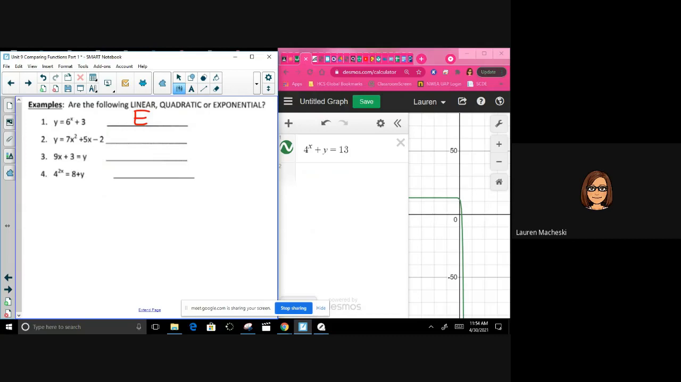What about that next one? If you have an X squared, is that going to be linear, quadratic, or exponential? Quadratic, good. Look at that third one. That just has an X. It doesn't have an X squared, so it can't be quadratic. It doesn't have an X as an exponent, so it can't be exponential. So therefore, it's got to be linear. If you doubted yourself, put it in your calculator to see what it makes. This last one, the exponent is a 2x. If you have an X as your exponent, that automatically is exponential.